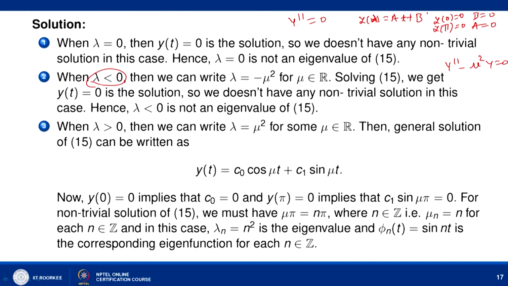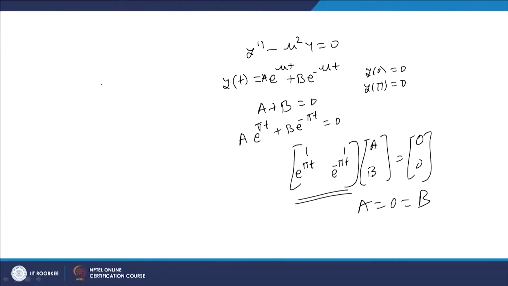So, now let us move to the next condition, that is lambda greater than 0. For that, let us assume that lambda equal to mu square, where mu is any real number, and hence we can write our equation as y double dash plus mu square y equal to 0, and we already know that the solution is y(t) equal to c1 cos of mu t plus c2 sin of mu t, and we need to find out this c1 and c2.